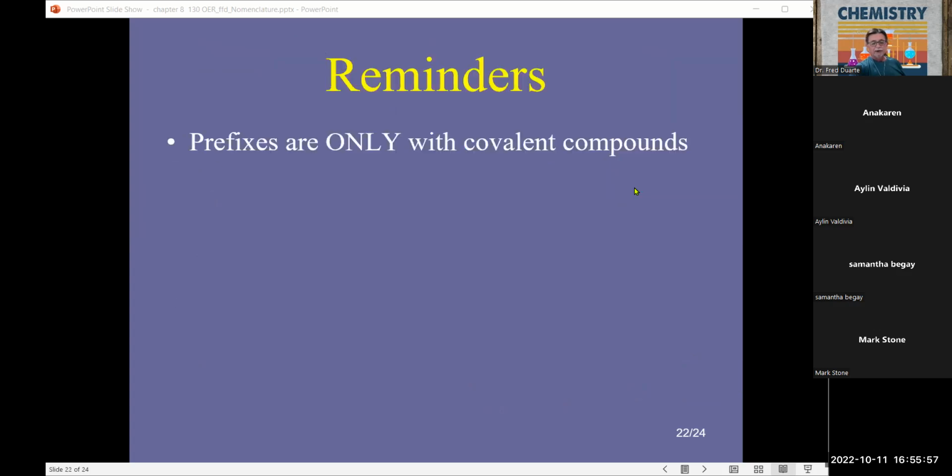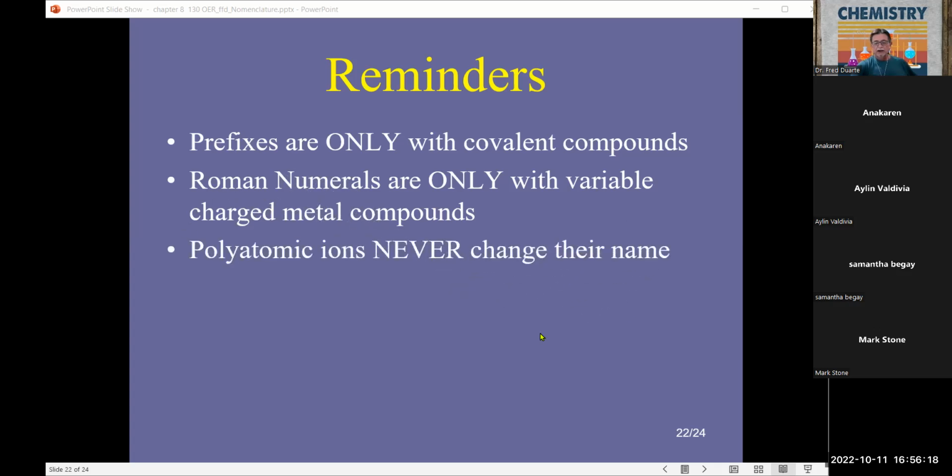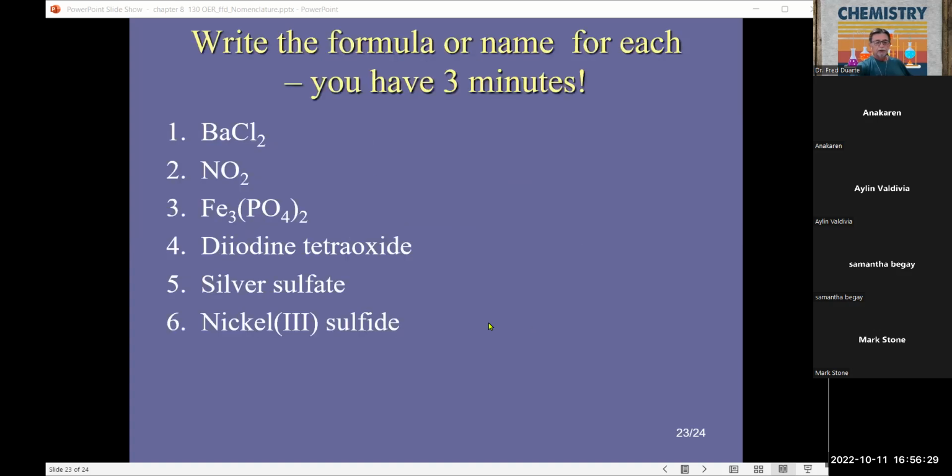All right. So a few reminders. One, prefixes only for covalent compounds. Okay. Roman numerals only for those elements, those metals, I should say, that have a variable oxidation number. Okay. Polyatomic ions have their own specific name. We don't change the name. So a nitrate is a nitrate, nitrite is a nitrite, etc. Okay. And then with that, tell you what, you got 3 minutes, knock it out. What do you think?